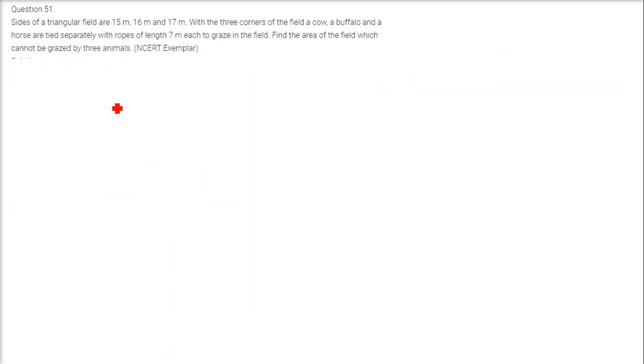Sides of a triangle field are 15, 16 and 17. In the corners of the field, at one corner a buffalo, at one corner a horse, and at the third corner we have a cow. They have been tied separately. You can say the grazing length, or the length of the rope, is 7 meters for all of the 3 animals. Find the area of the field which cannot be grazed by the 3 animals.